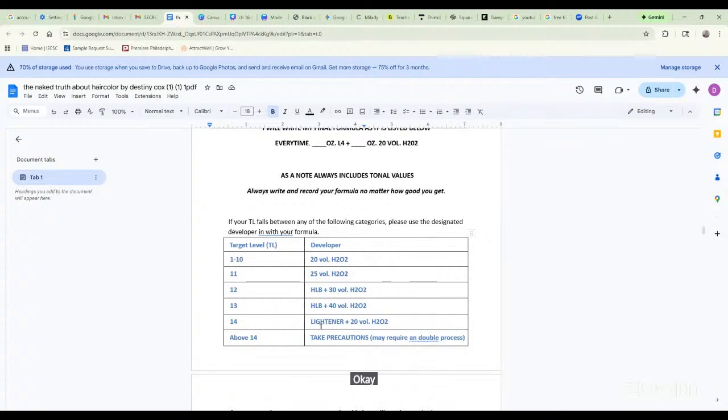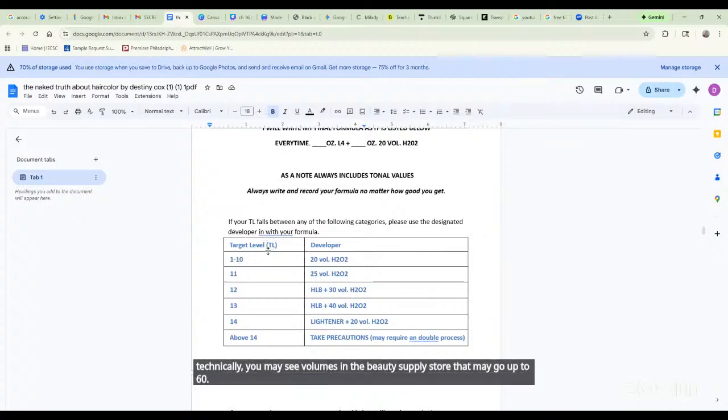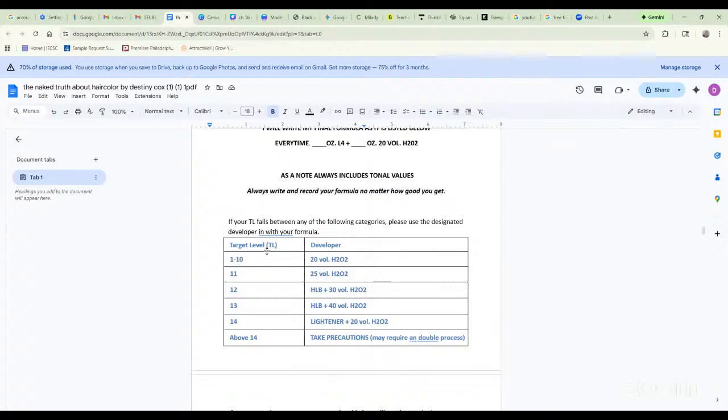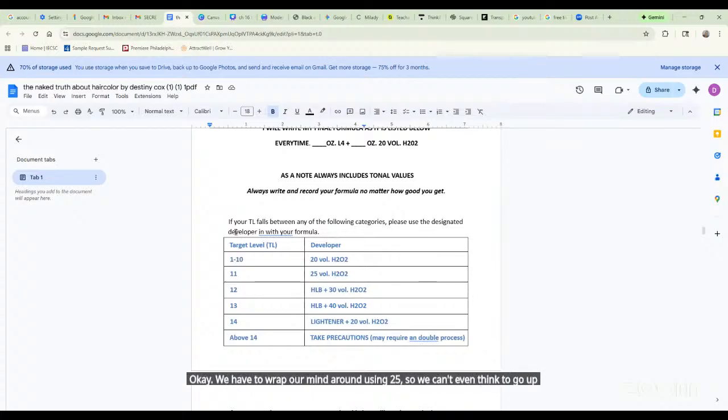And you'll start your lighteners off at 20 volume, 30 volume, 40 volume, and so on and so on. There's about 150 volumes, guys. Technically, you may see volumes in the beauty supply store that go up to 60. But y'all, the volumes can go up to 150. We have to wrap our mind around using 20 volumes, so we can't even think to go up higher than that.